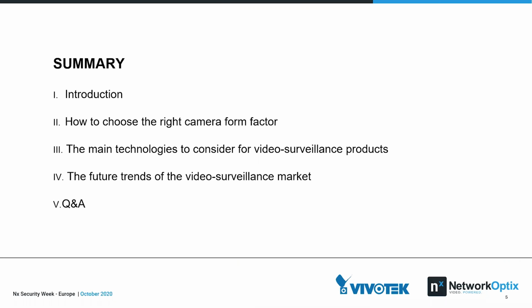So for this webinar, we are going through three main points. The first one will be how to choose the right camera form factor. We're going to see the different form factors in the market and the different advantages. Then we'll go more on the technologies when we have chosen this form factor, or what we need to consider to be sure that the product, the camera that we choose, is indeed the correct one and is adapted to the environment where we install it. And to conclude, a little glance at the future trends of the video surveillance market.